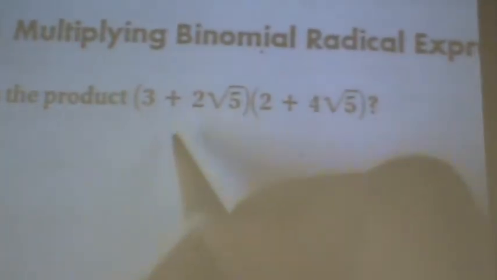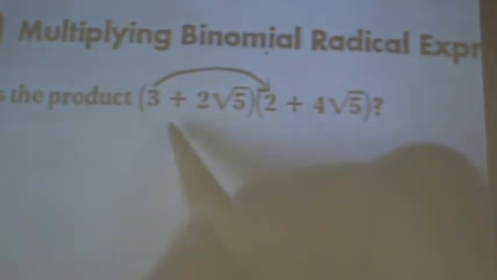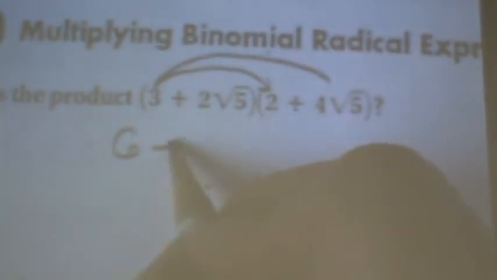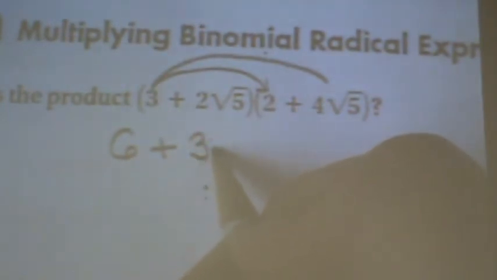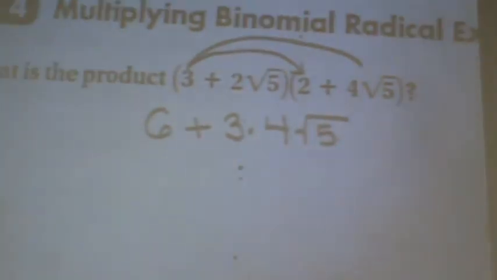But it's now involving radicals, so you guys got this. This is easy. The F. What do you have here? F, 3 times 2 is 6. The outer, 3 times 4 root 5. Just leave it for now. We'll go back to simplifying.